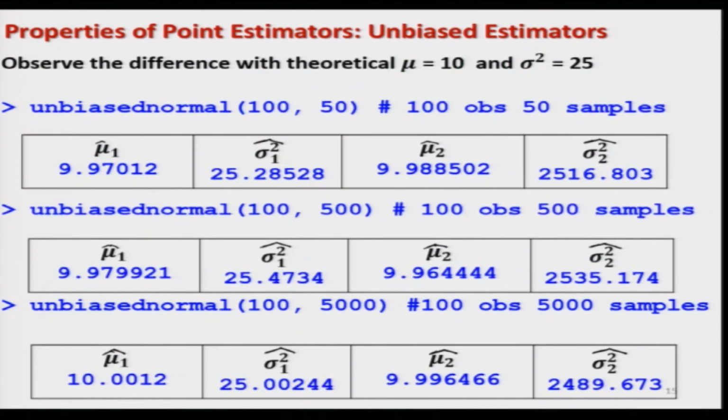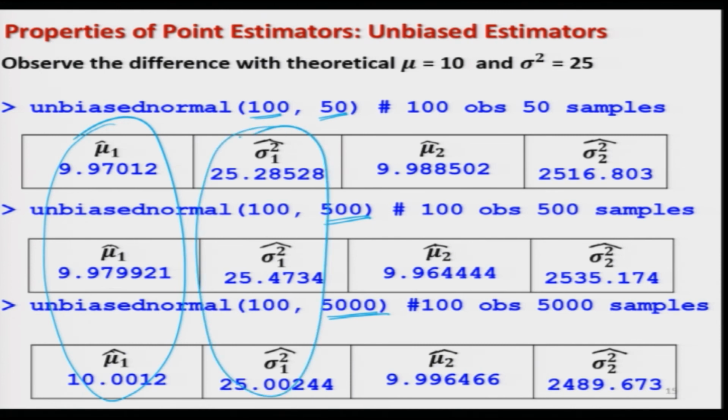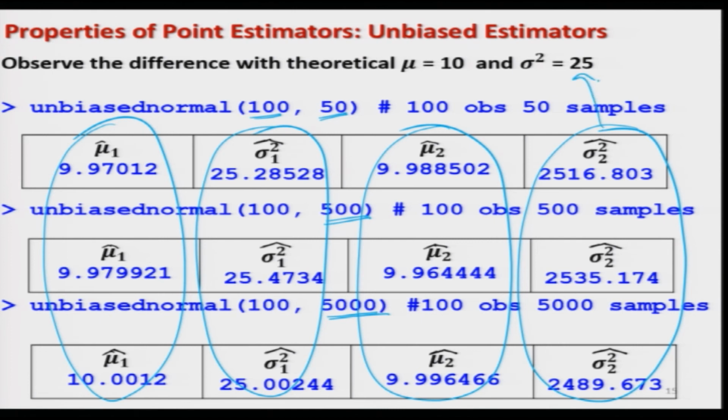Similarly, if you increase the sample size to 100 and repeat it for 50 samples, 500 samples and 5,000 samples, you can still see that the values of mu 1 hat are pretty close to 10. The values of sigma 1 square hat are also pretty close to the true value 25. The values of mu 2 hat are also close to the true value 10, but the values of sigma 2 square are very different from the true value 25.